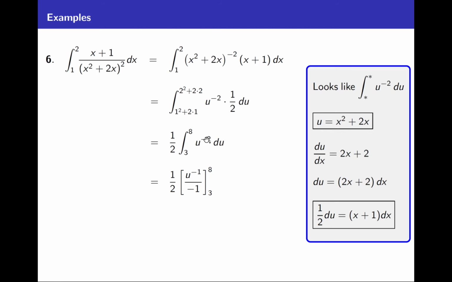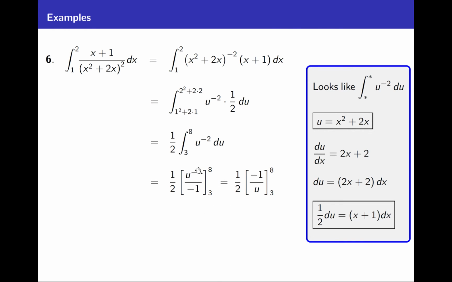And we can now use the fundamental theorem of calculus here with the power rule for integration. So just keep that 1/2 on the outside. And the antiderivative of u to the power of negative 2 would be u to the power of minus 2 plus 1. That's u to the power of minus 1 divided by minus 2 plus 1, from 3 to 8.